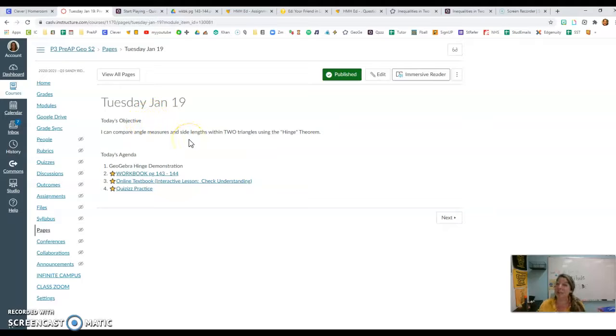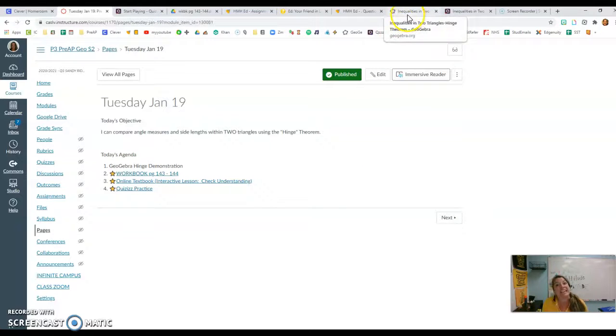Today's objective, we're actually going to do the Hinge Theorem. I'm going to show you what that looks like in a GeoGebra thing. I'm going to walk you through some workbook pages, so go get that big, ugly, brown book. You're also going to do an online textbook activity, and that might take a little bit of explaining on where to go and how to find it. So I'll help you through that. And then you're going to do a quiz on your own. So, having said all of that, let's go get started.